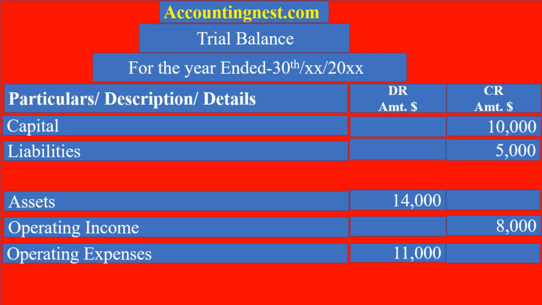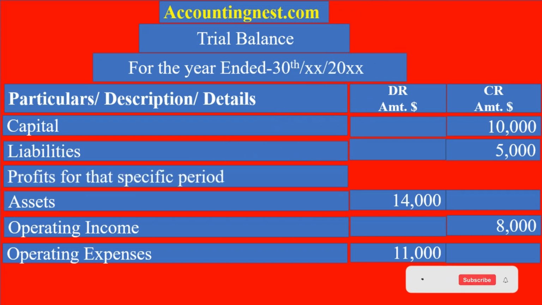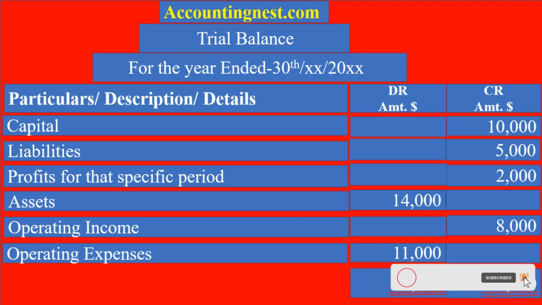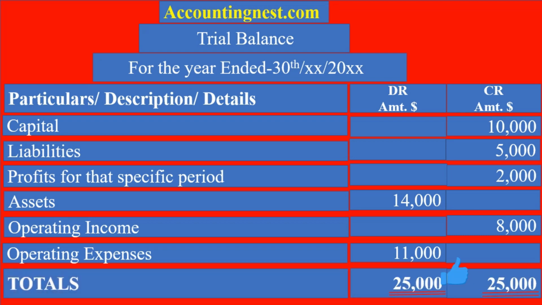Now with those entries, you realize that the two sides are not balancing. Why? It implies that at the end of the financial period, this business had made some profits. So the profit is a credit entry, which is of 2,000, which when added makes the two sides balance at 25,000 US dollars. So those are the totals.